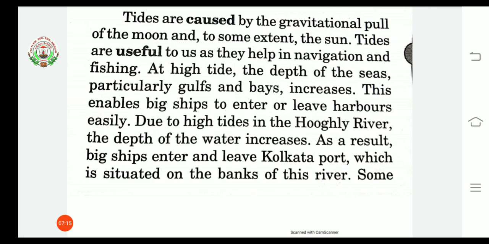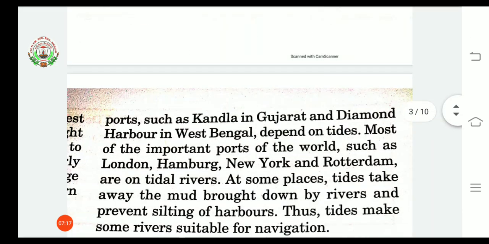Some ports like Kandla in Gujarat and Diamond Harbour in West Bengal also depend on tides. Not only in India, but many other important ports of the world such as London, Hamburg, New York and Rotterdam are on tidal rivers. At some places, tides take away all the mud that has been brought down by the rivers and prevent silting of harbors. In this manner, tides make some rivers suitable for navigation.